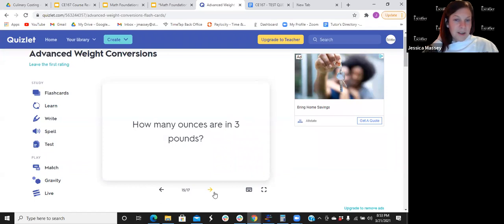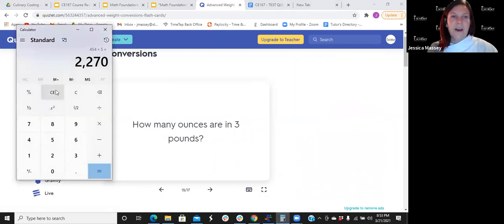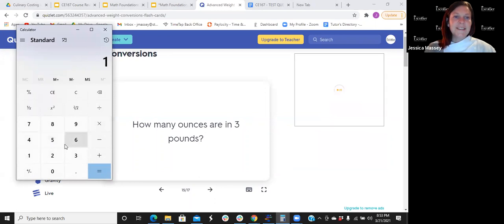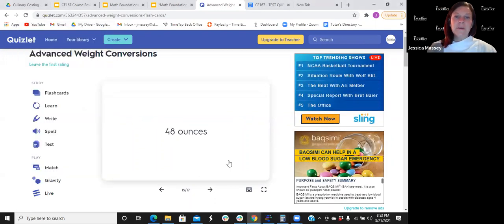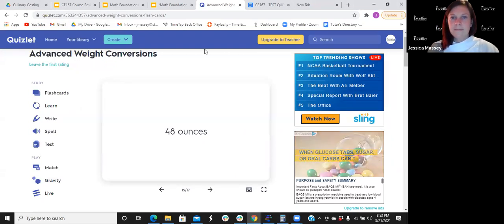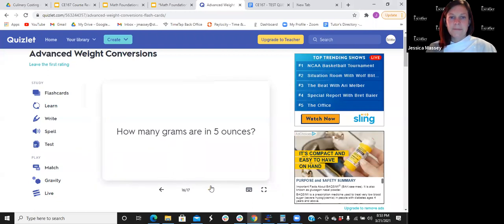How many ounces are in 3 pounds? I feel like I asked this one. No, it was 5. Take that 16, multiply it by your 3, and you get 48 ounces. Nice job. Couple more. We should be good for today.